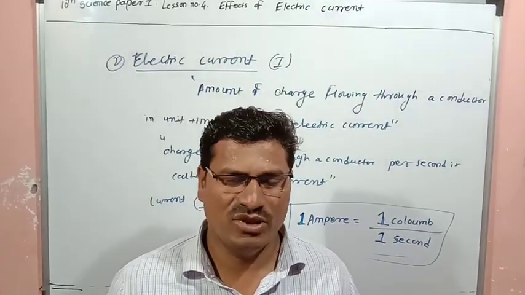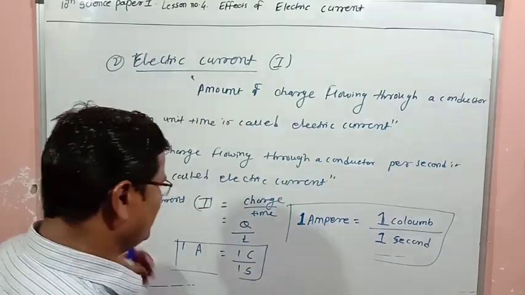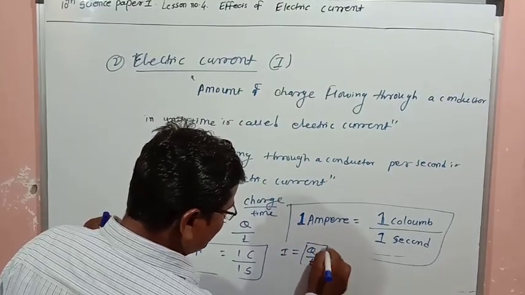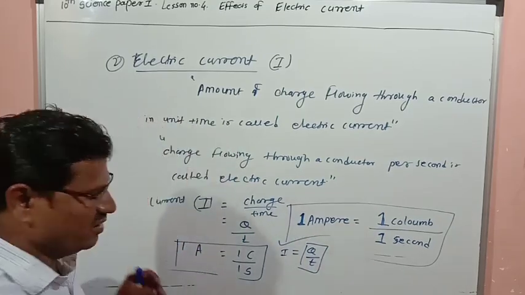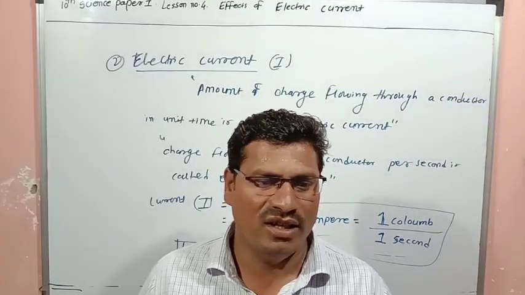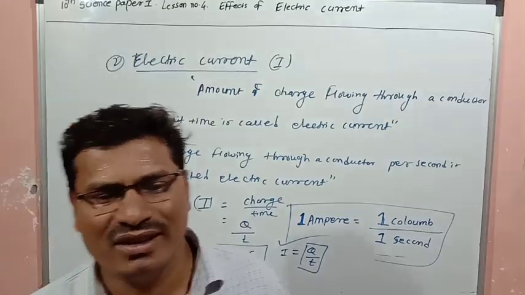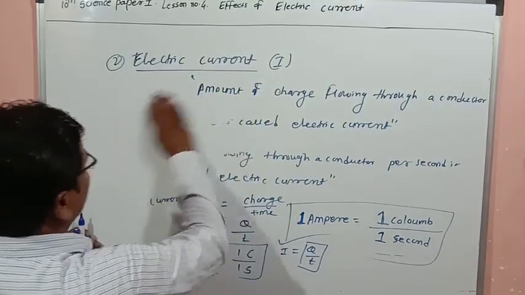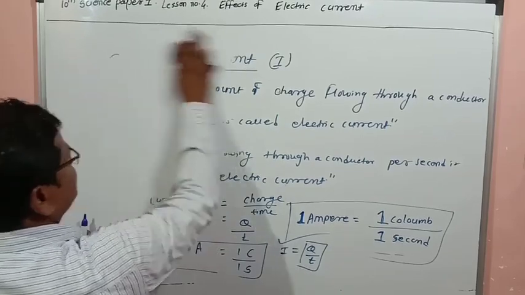So you have to remember this concept, because I is equal to Q upon T. We also have to use this in Joule's law of heating. Next term is electric power.